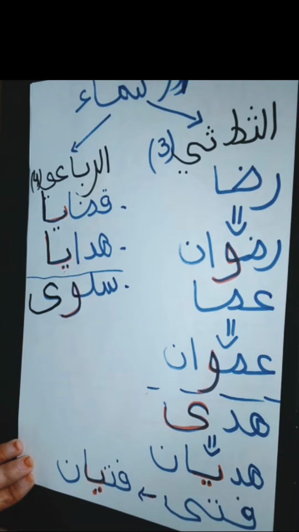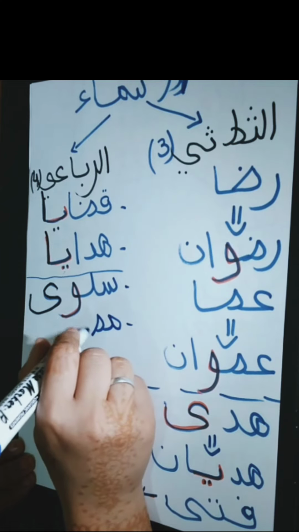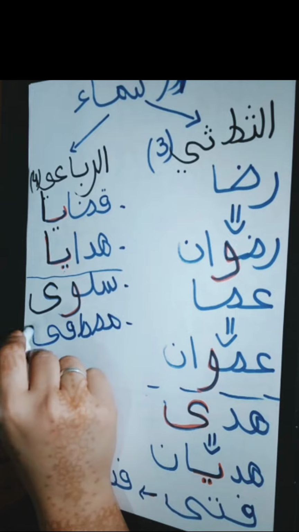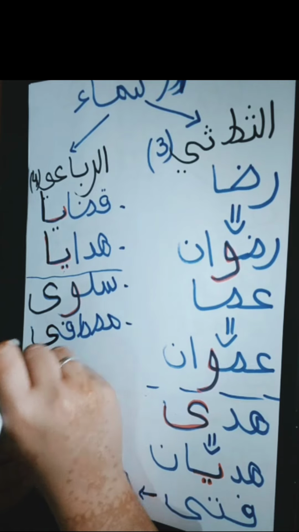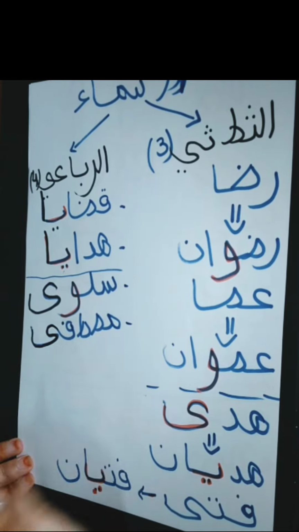Another example, we have Mustafa. This is also a noun. Salwa is the name of a girl in Arabic, and Mustafa is the name of a boy. We can say that this noun Mustafa doesn't have ya before the ending. For that we write it with الألف المقصورة.